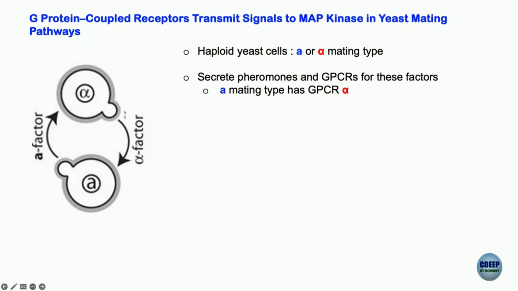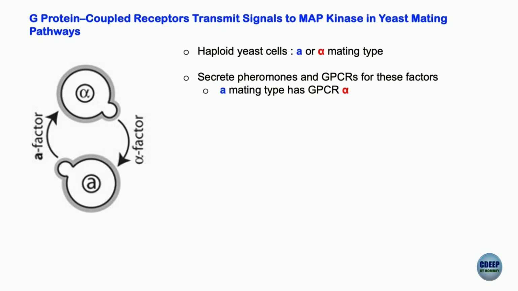So, when we talk about this, this is what is shown over here, right. There are two types of haploid yeast cells, one is A type and one is alpha, and these are what they call the mating types. The important part is that the A type will secrete A factor and the alpha type secretes alpha factor, which are nothing but the pheromones required for the mating process.